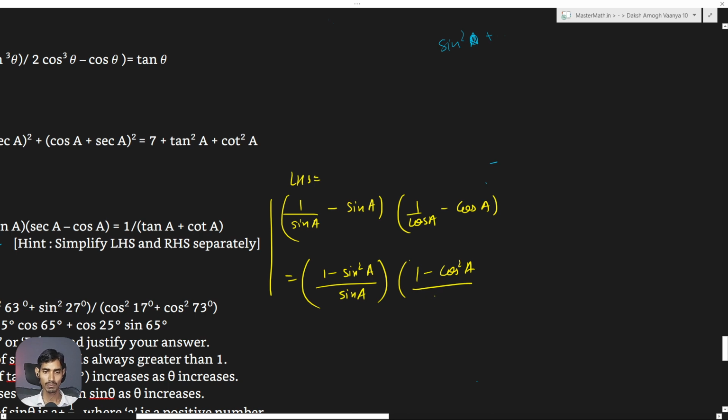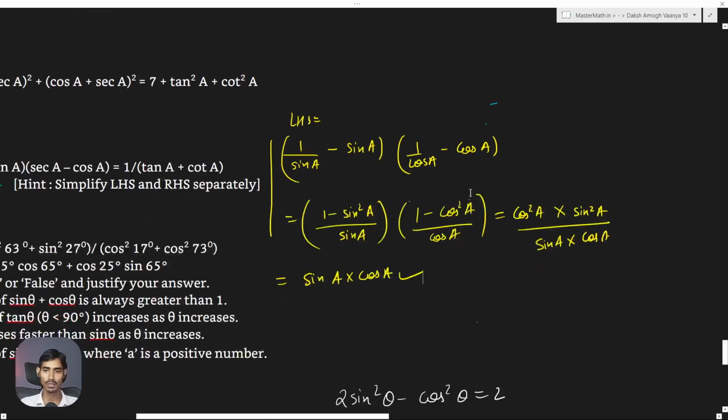We can write 1 minus sine square A as cos square A, and 1 minus cos square A as sine square A, divided by sine A and cos A. Open the bracket, we have cos square A into sine square A by sine A into cos A. Cancelling, we get sine A into cos A, and that's what we get on the RHS.